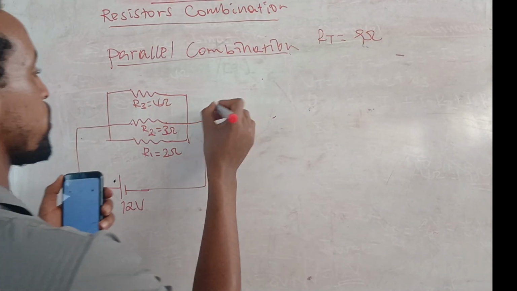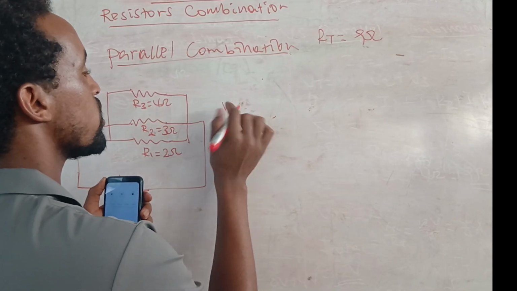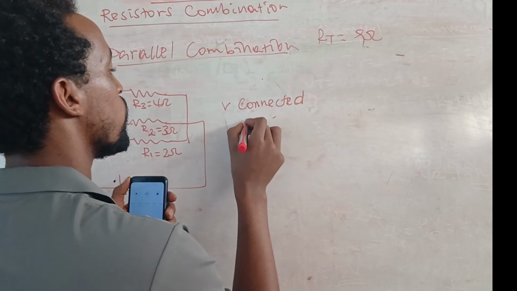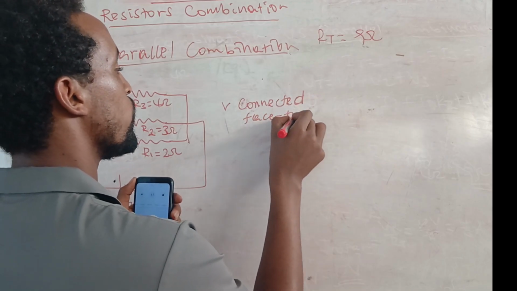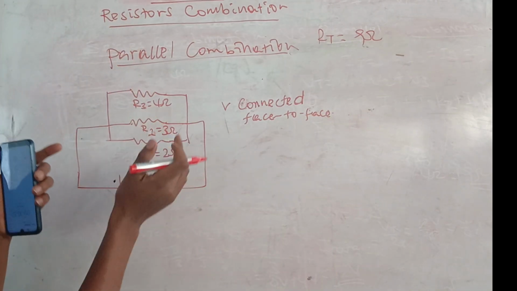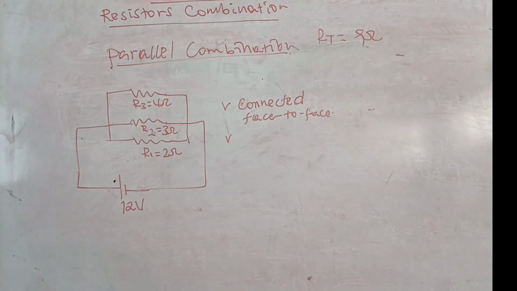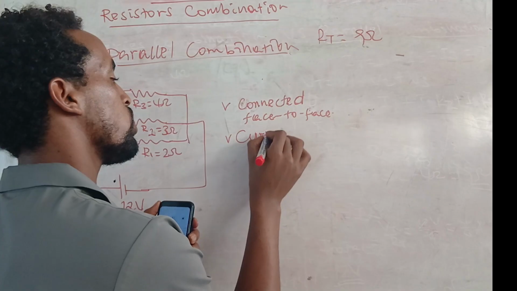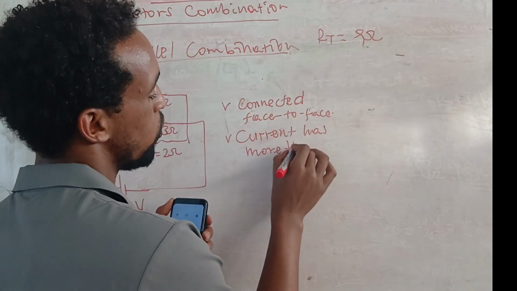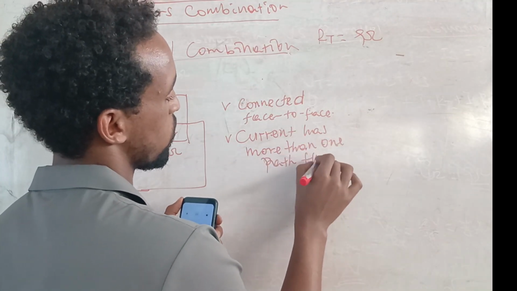Now to the parallel, the parallel resistance, the resistors are connected face to face. See, face to face. The resistors are connected face to face, which means like this. They are connected face to face. And current has more than one path to flow.